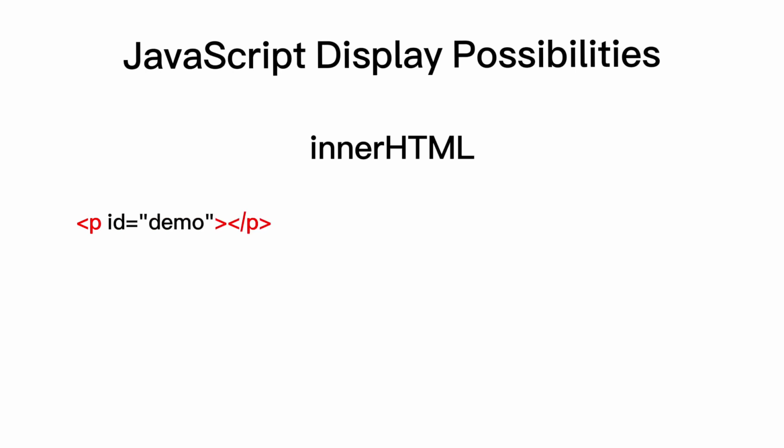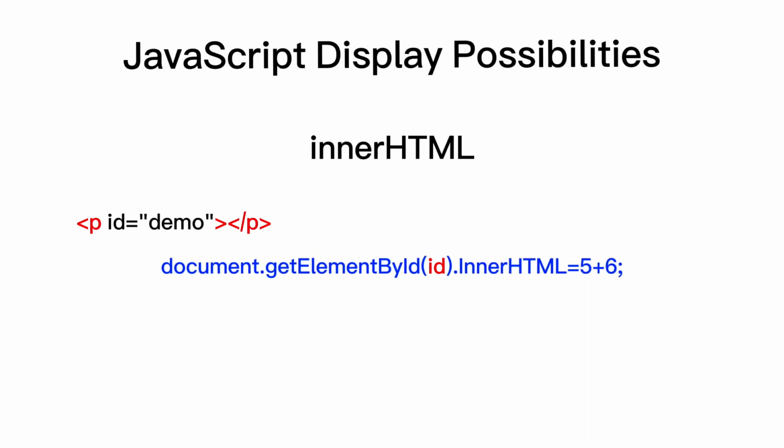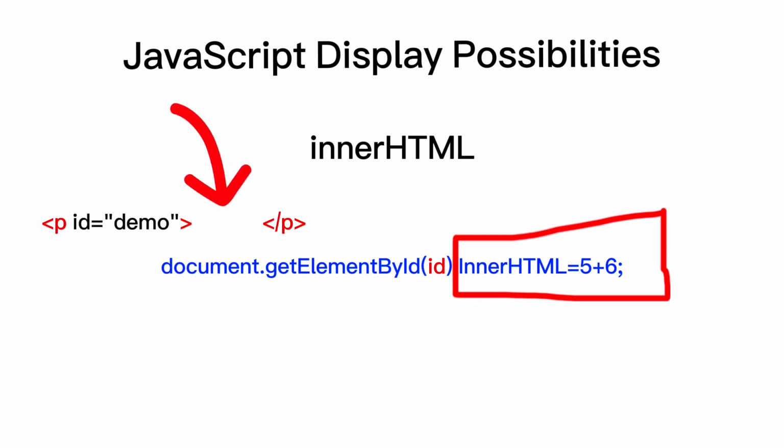The first thing we have to do is to get access to this p tag. To access an HTML element, JavaScript can use the document.getElementById method. In this method, the ID attribute defines the HTML element. The InnerHTML property defines the HTML content. Let's see how it works.